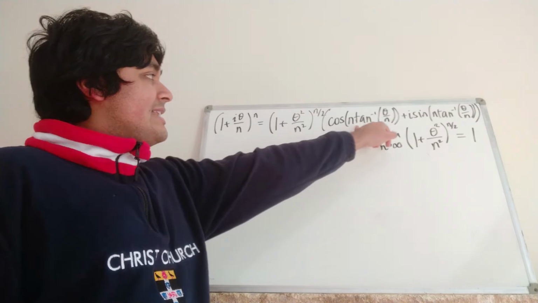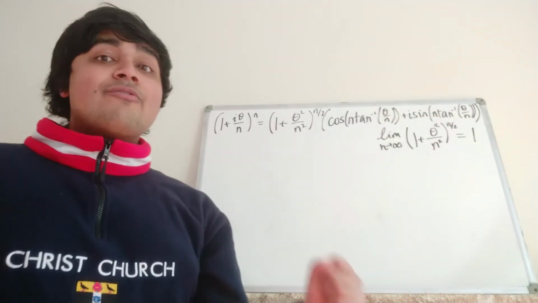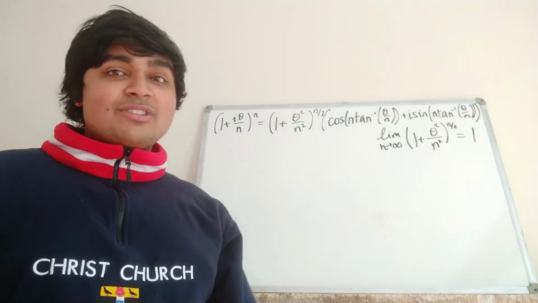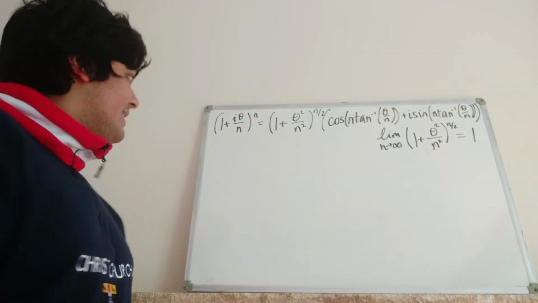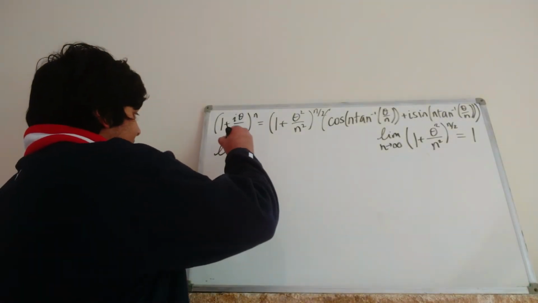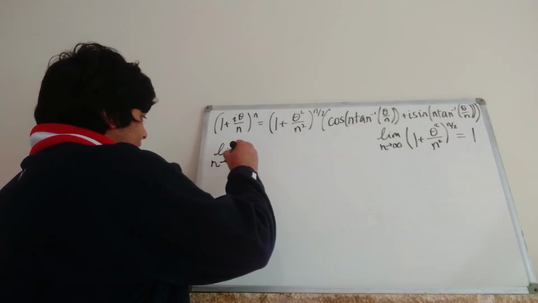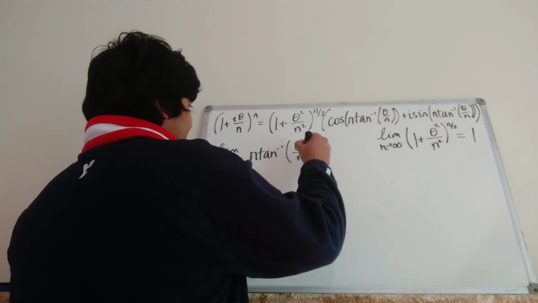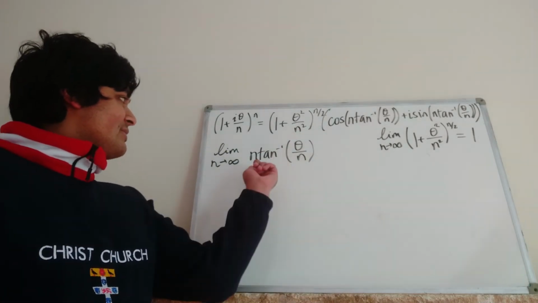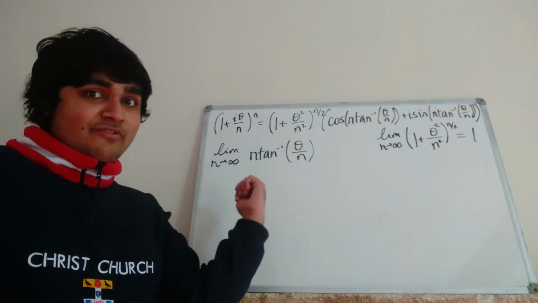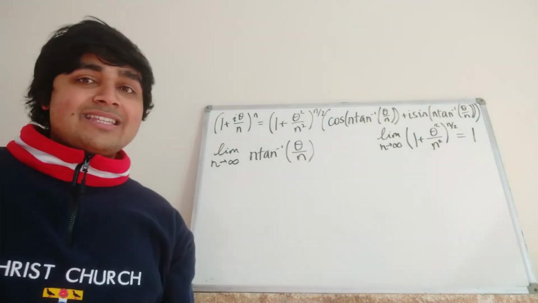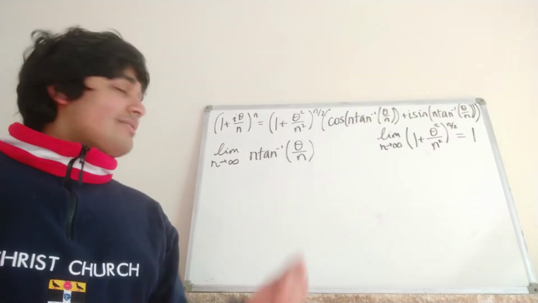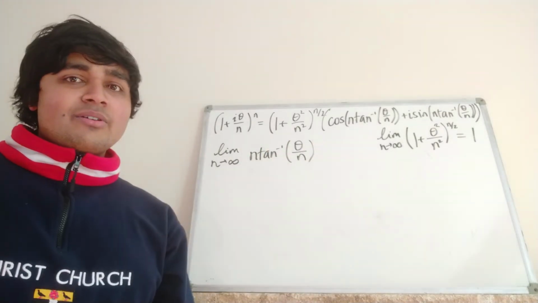So we only really need to compute the limit as n goes to infinity of n inverse tangent of theta over n. And to do that, we're going to have to use L'Hopital's rule, as we'll just see in a second. So we need to compute the limit as n goes to infinity of n inverse tangent of theta over n. But quite clearly, as n goes to infinity, n goes to infinity. And inverse tangent of theta over n, well, theta over n tends to 0, and inverse tangent of 0 is just 0. So we have an infinity times 0 situation.